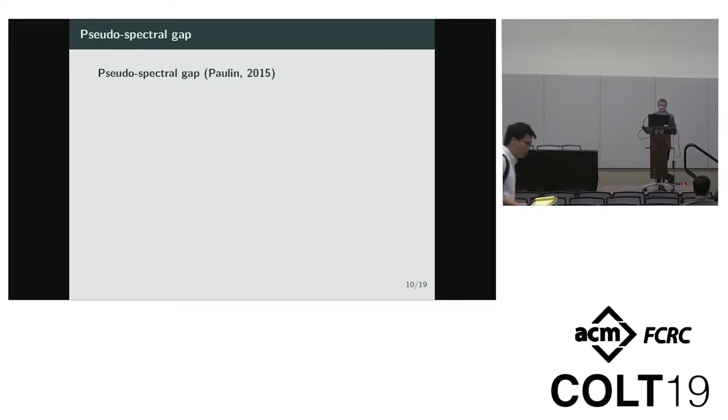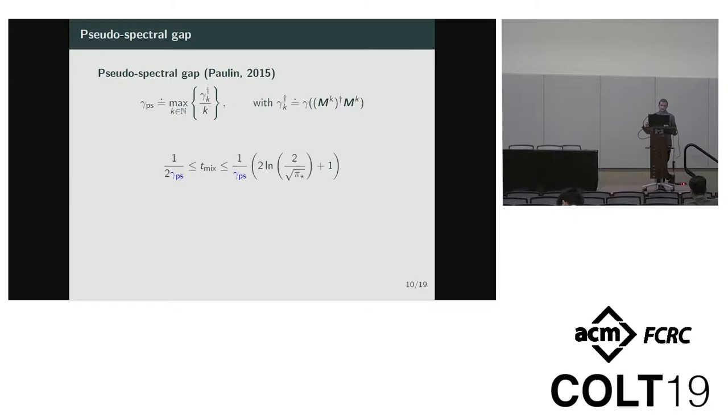Paulin introduced in 2015 the notion of a pseudo-spectral gap and designed concentration bounds for non-reversible chains based on this. So here, what you're doing is you're taking your kernel at different powers, different k's, and you're making multiplicative reversibilizations for each of these. You're computing all those different spectral gaps, dividing by k, and taking the max over all of these. So what you can see is that this quantity is much better because it traps mixing time from above and below.